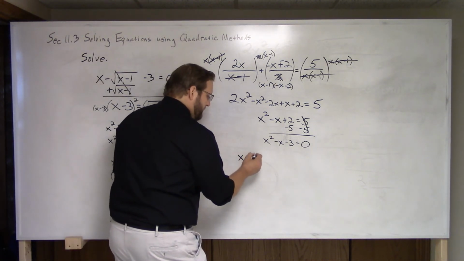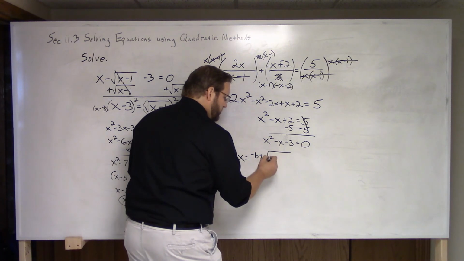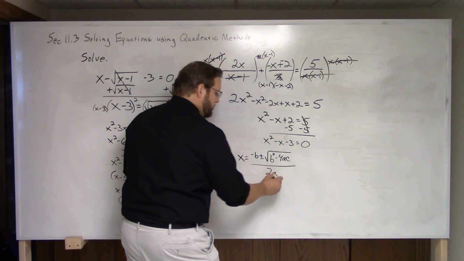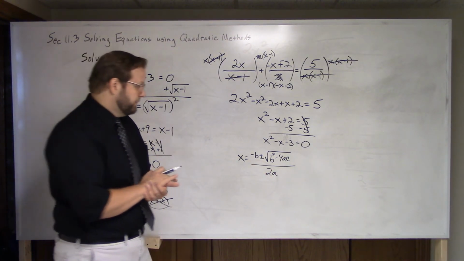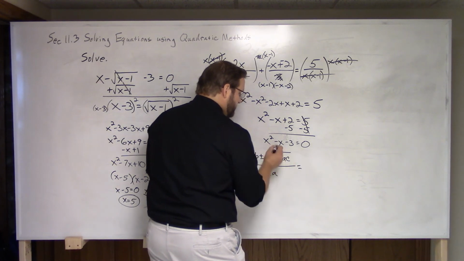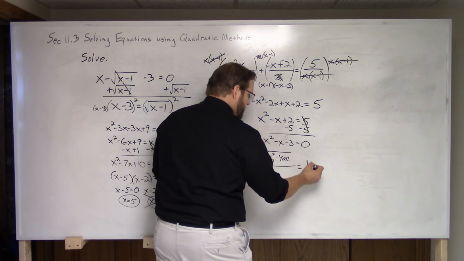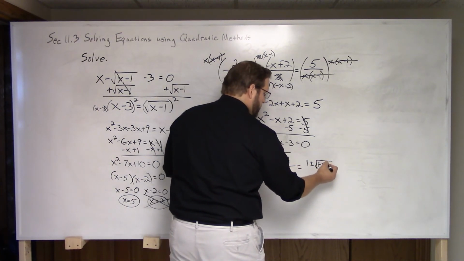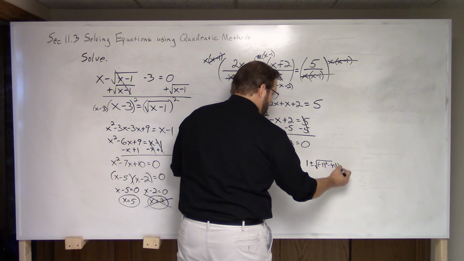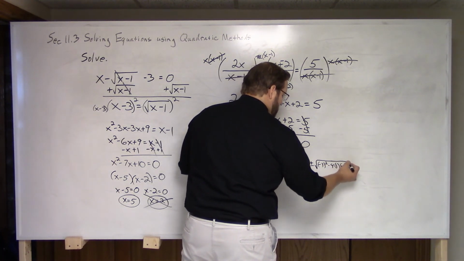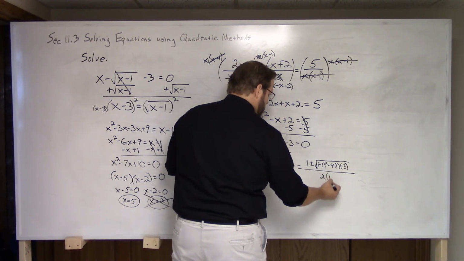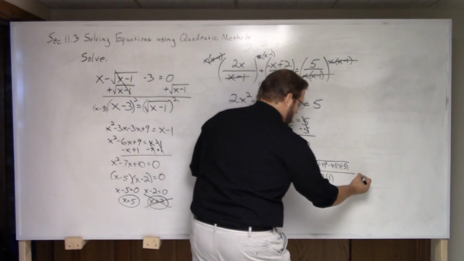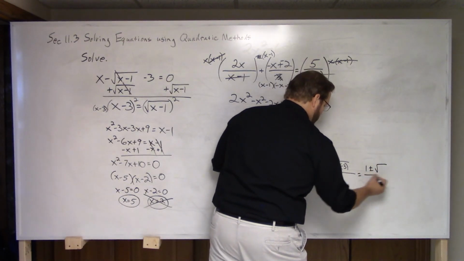X is equal opposite of b plus or minus square root b squared minus 4ac all over 2a. Don't stop writing it down. Then I have opposite of b, so a positive 1, plus or minus square root b squared, so negative 1 squared minus 4ac all over 2a. And then I get 1 plus or minus square root of something over 2.